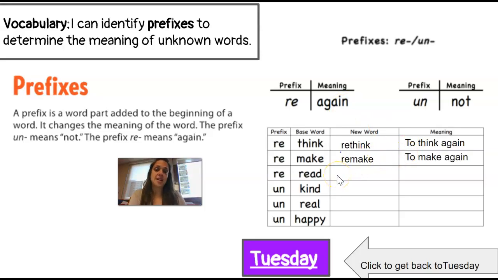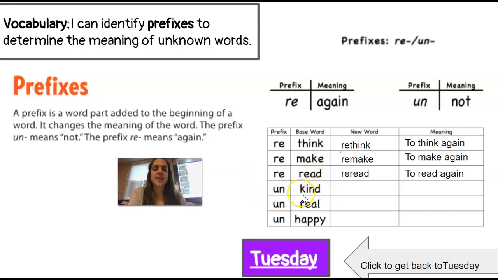Okay, now you try in this Ed Puzzle. We have the base word read and the prefix re. What do you think our new word is going to be? Let's check your thinking. Our new word is reread. Well, if our prefix re means again, what do you think the new meaning will be? Go ahead and choose your answer on our Ed Puzzle. Let's check your thinking. To read again.